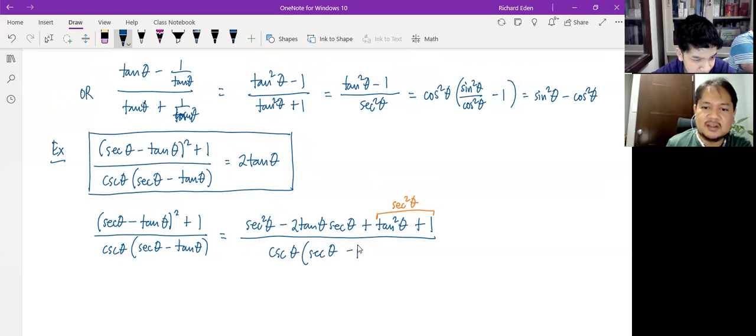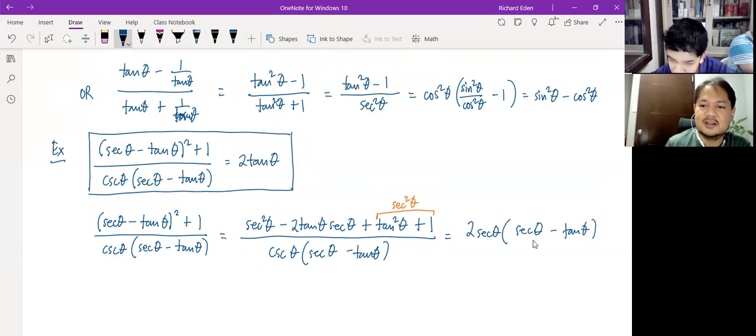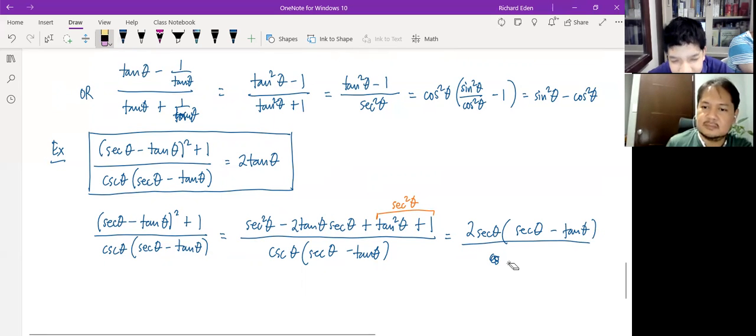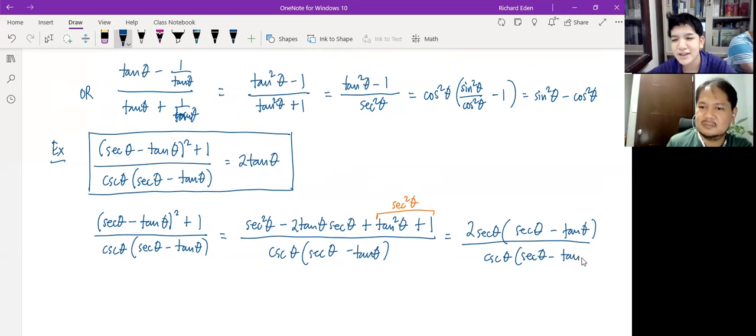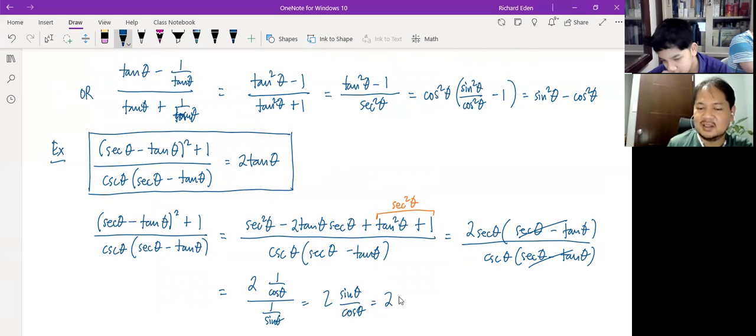Secant theta minus tangent theta. In the numerator, you're gonna have secant squared theta doubled. So you can factor out 2 and secant theta. So we would get secant theta minus tangent theta. Factors can be cancelled. Yeah. And that's it. Because right, you say over cosine inverse becomes sine over cosine inverse. You can now flip 2 tangent over cosine 1 over sine theta. So 2 sine theta over cosine theta, giving us the desired 2 tangent theta.